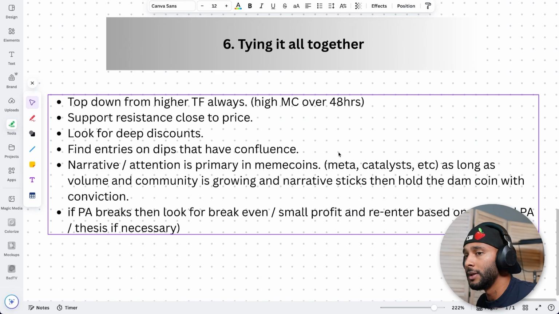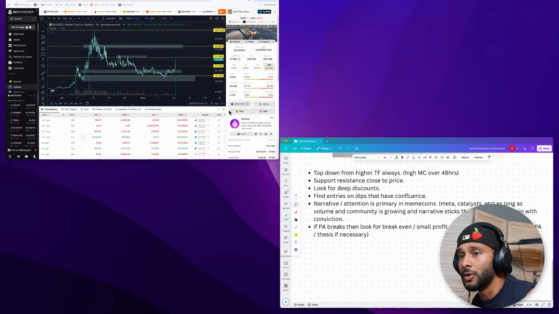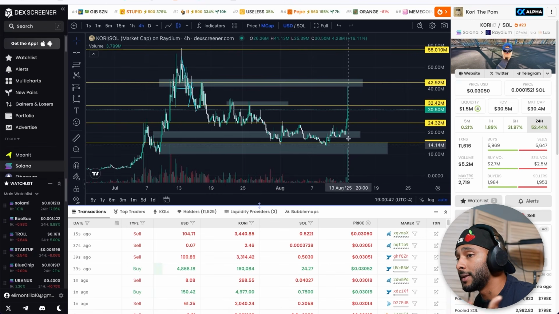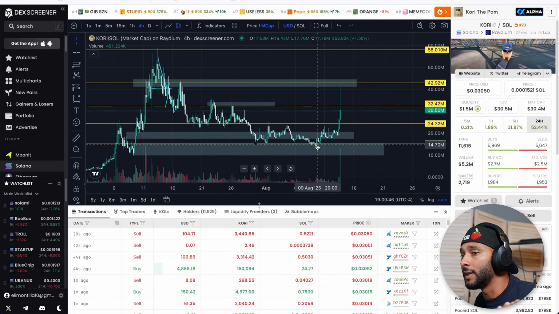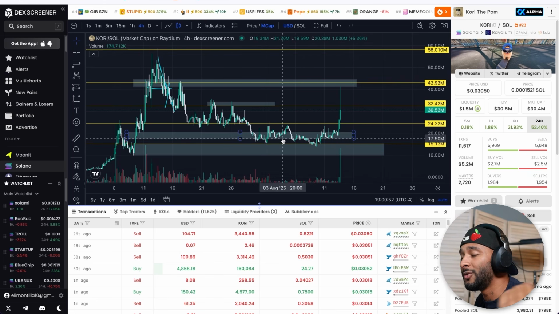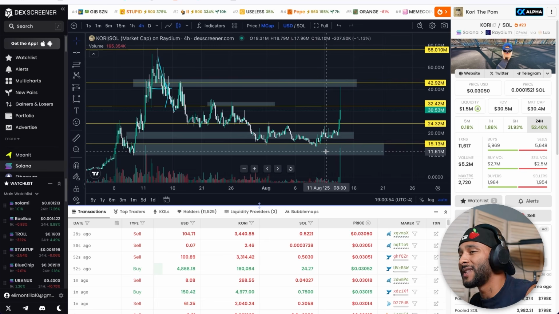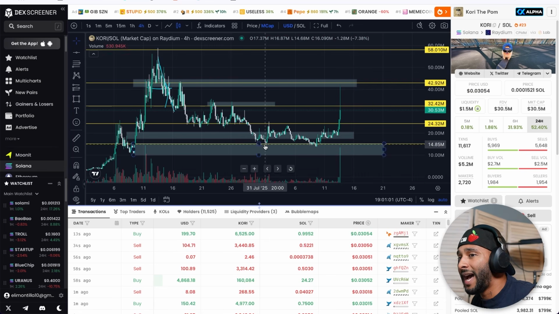Risk management is always going to be key. If PA breaks, then always look for a break even or small profit and then re-enter based on updated PA. PA means price action. If your price action breaks, price action is just price, what's happening on the chart. So let's say, for example, it broke this level of support here. So our 78 retracement invalidated, order blocks invalidated, support levels invalidated, and maybe there was FUD or something like that and it broke. Maybe if we had a perfect entry here at 15 mil, I probably won't get out yet.